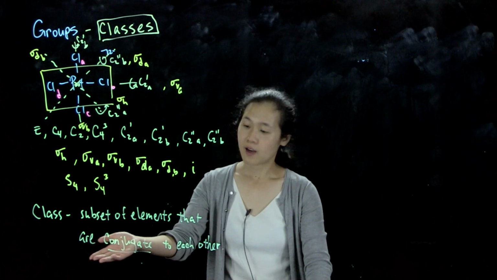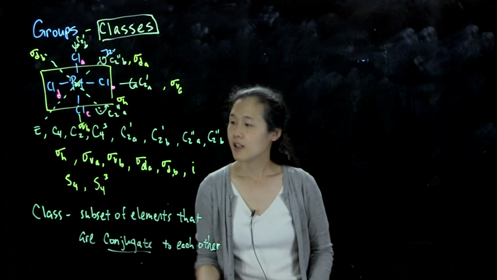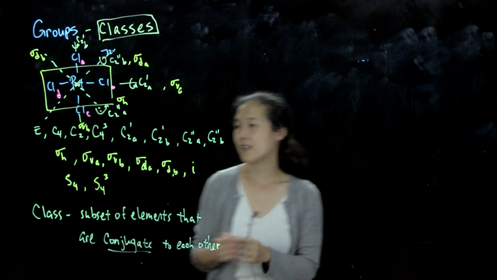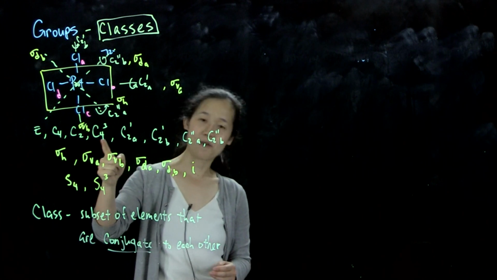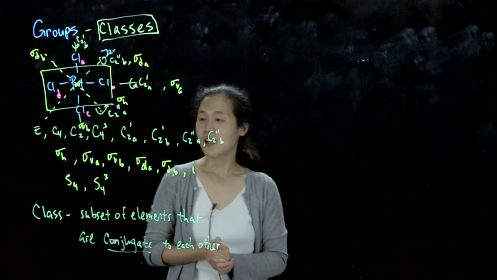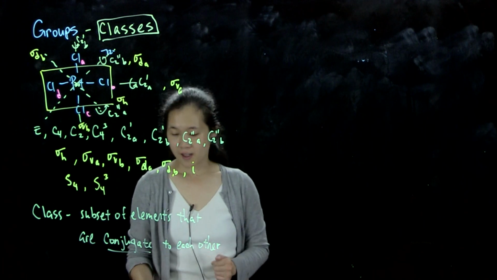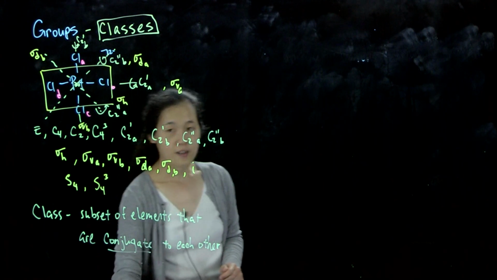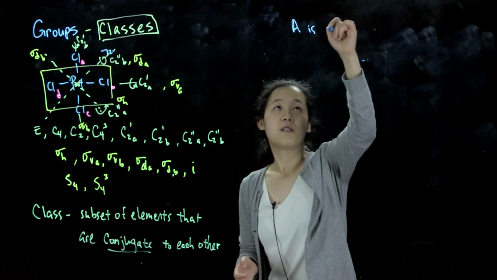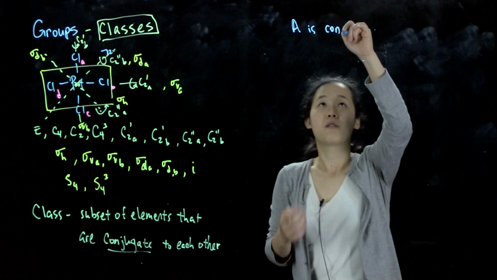So how do we figure out which elements are conjugate? You can sort of do it by inspection. So you can see that C4 is qualitatively the same as C4 cubed, because you rotate 90 degrees and then you rotate negative 90 degrees. That's not very satisfying. So the strict definition of elements that are conjugate to each other: A is conjugate to B. These are 2 elements within a group.